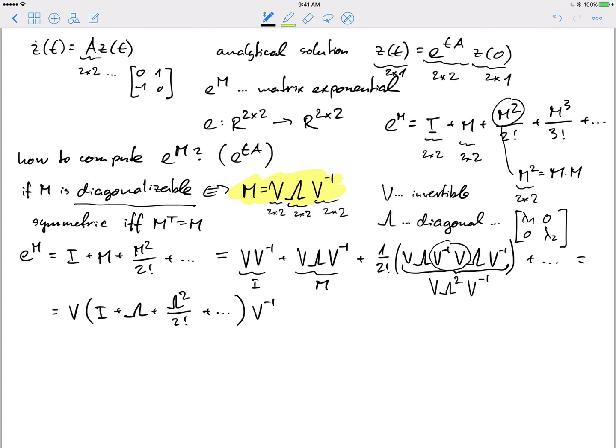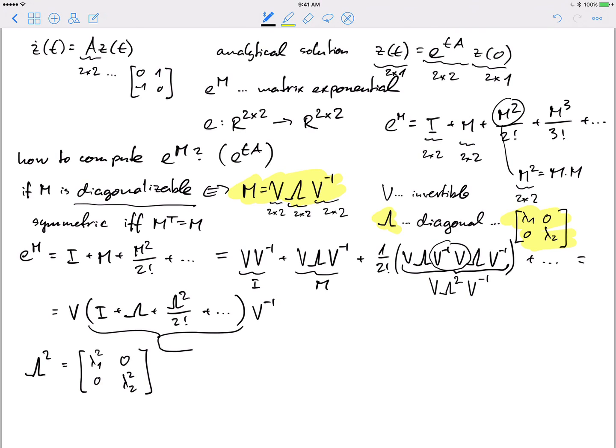All right, so now what is this thing? First of all, what is lambda squared? Lambda is a diagonal matrix, right? So what's lambda squared? Yeah, somebody just yell it. The squares of all these, exactly. Lambda 1 squared, 0, 0, lambda 2 squared, and so on. The same thing for the third power and so on.